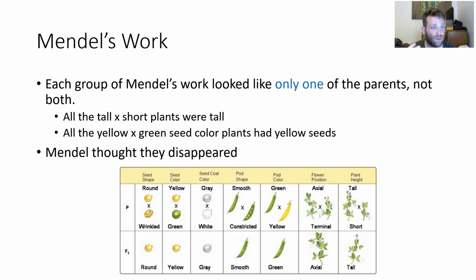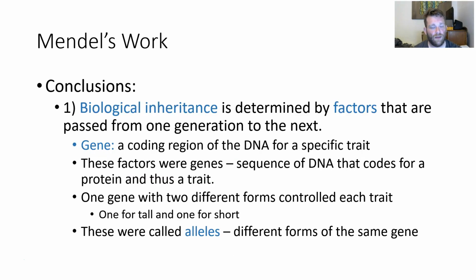This was really shocking for him. He was like, whoa, I don't get it. It wasn't meeting his expectations. It was challenging his hypothesis, since he'd already seen this kind of blending of characteristics in animals that didn't show up in these plant populations. So he was kind of stumped. Initially he just thought, okay, well, they disappeared. And so he ended up concluding a few different things from this initial step.